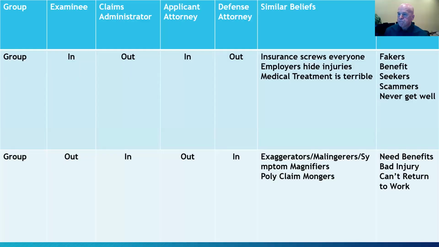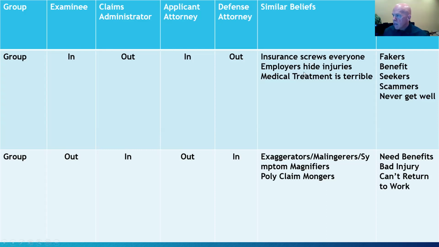And for example, what are the similar beliefs of the examinee and the applicant attorney, the in-group of the applicant-oriented qualified medical evaluator? And I've spoken to many qualified medical evaluators that'll tell me that, hey, Perry, the insurance companies, they screw everyone. They screw everyone. These are the similar beliefs of the applicant attorneys, similar beliefs of the examinees, similar beliefs of some qualified medical evaluators. Well, if this is the belief of the qualified medical evaluator, how is that going to impact qualified medical evaluators' opinions and conclusions?